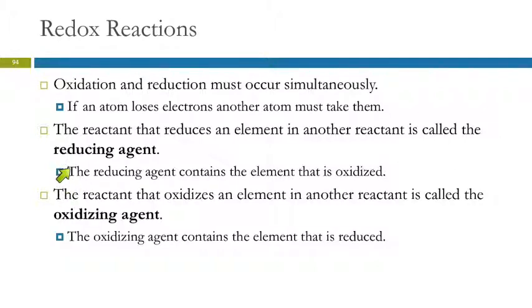So the reducing agent arranges for something to be reduced, but it doesn't actually get reduced, okay? The oxidizing agent causes something else to be oxidized, but it is not oxidized. It's the opposite, it's reduced. Does that make any sense? It's confusing, sorry. I didn't make this up.